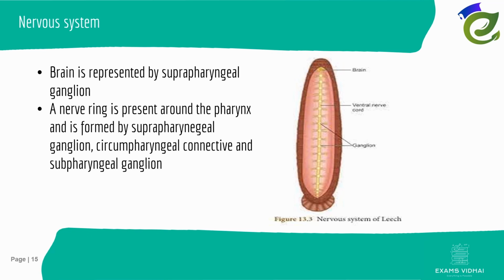Then we have the nervous system. The central nervous system of the leech consists of a nerve ring and a paired ventral nerve cord. The nerve ring surrounds the pharynx and is formed by three components: the suprapharyngeal ganglion, which represents the brain, and then the circumpharyngeal connective and the subpharyngeal ganglion. The subpharyngeal ganglion lies below the pharynx and is formed by the fusion of four pairs of ganglia. This completes the nervous system.